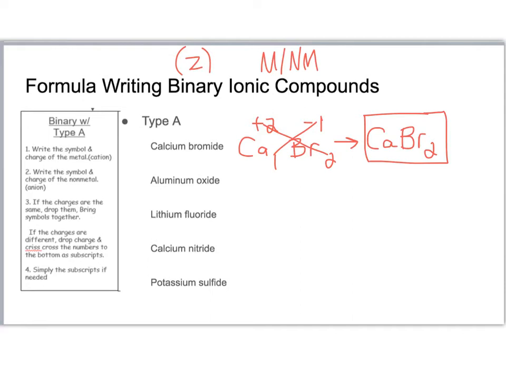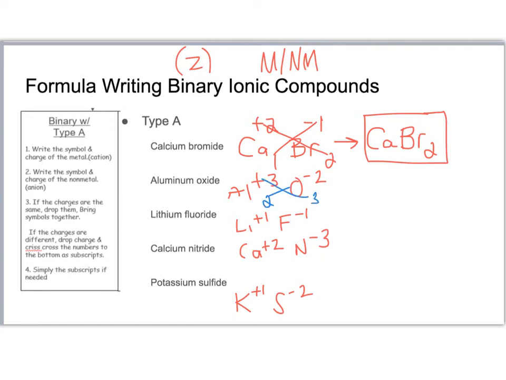remaining answers. So starting with aluminum oxide, you will find that its symbol and charge is capital A, lowercase l, plus 3. Oxygen is O minus 2. Those two charges are different, so we are going to drop the charges and crisscross the numbers down. We will end up getting Al2O3. A 2 to 3 ratio is the simplest ratio.